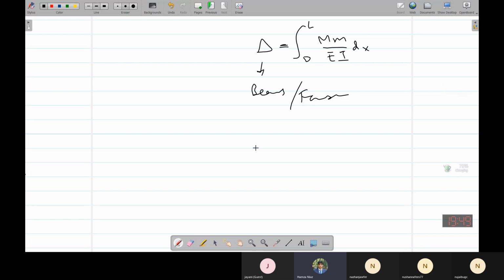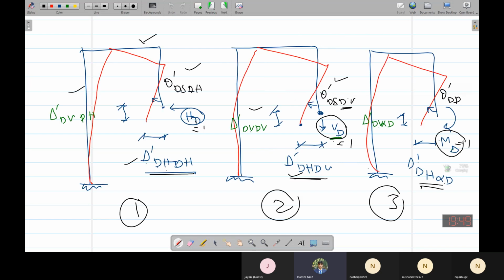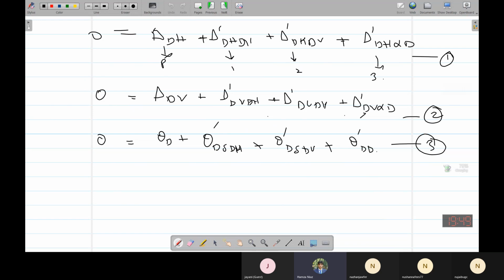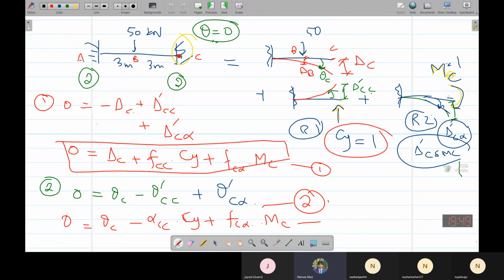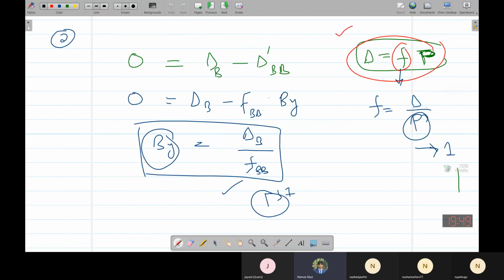For trusses, it was summation of N N L over EA. We calculated N N L in a tabular form, and then we summed it at the end. So for this first question, we can just calculate delta P and F B B and place the values.